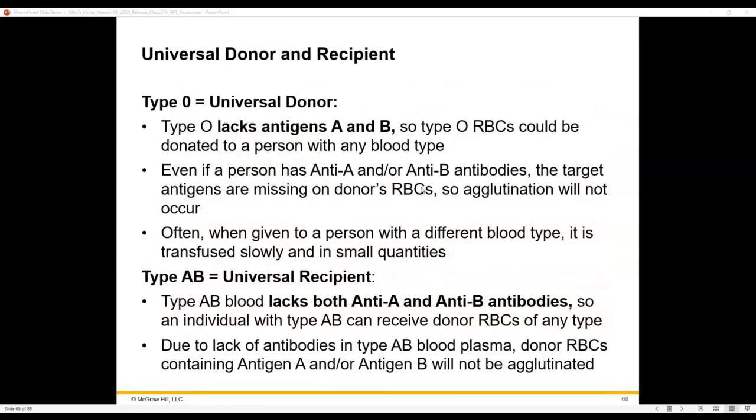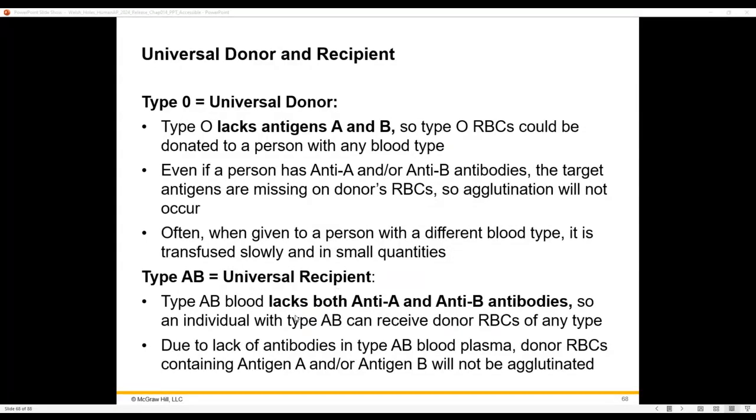Okay, type O is called the universal donor because they have no antigens, no A or B. So anybody could accept them because if you don't have A or B antigens going into your system, there's nothing to produce antibodies against. So O red blood cells can be donated to a person with any blood type. Even if a person has anti-A or anti-B antibodies, the target antigens are missing on the donor's red blood cells, so agglutination does not occur. Often, when given to a person with a different blood type, it's transfused slowly in small quantities.